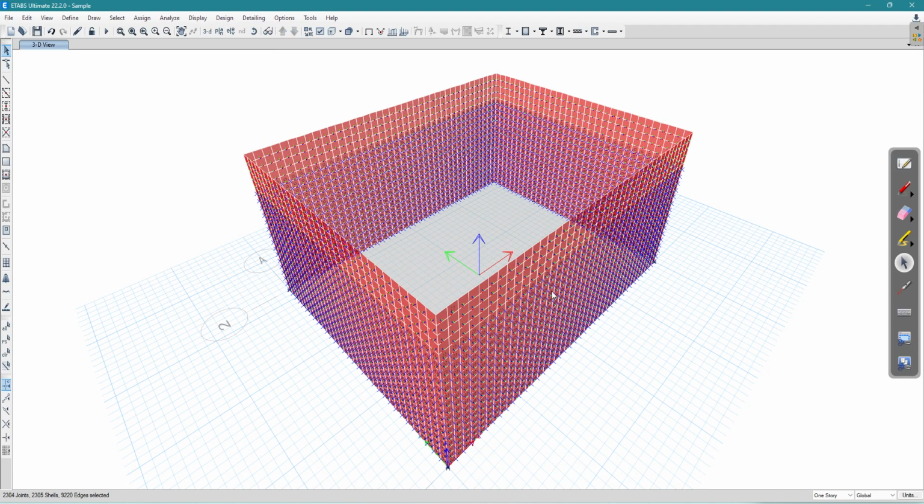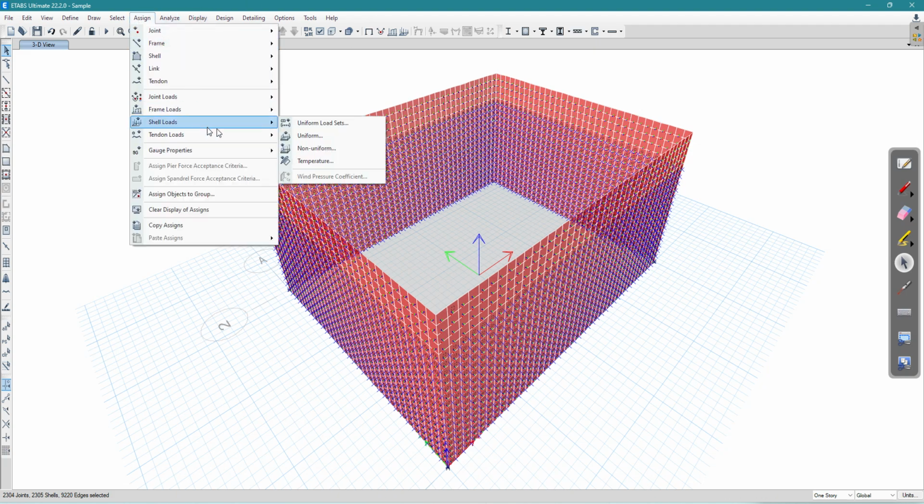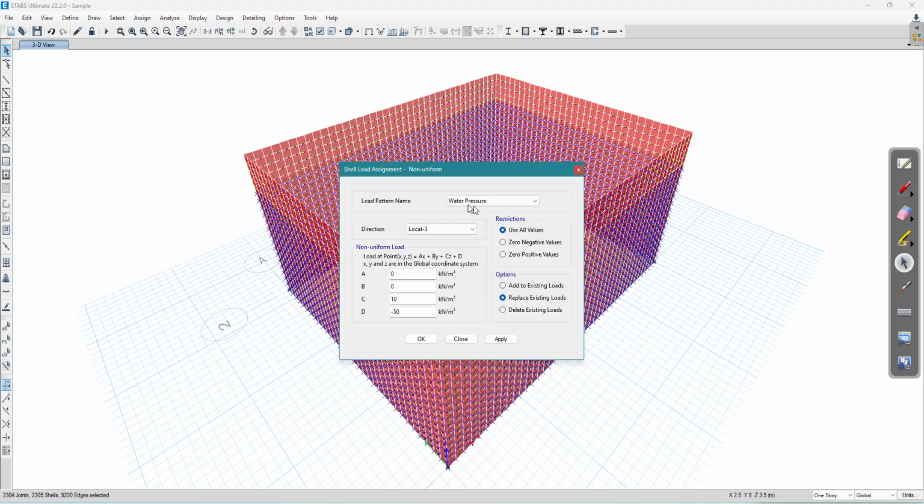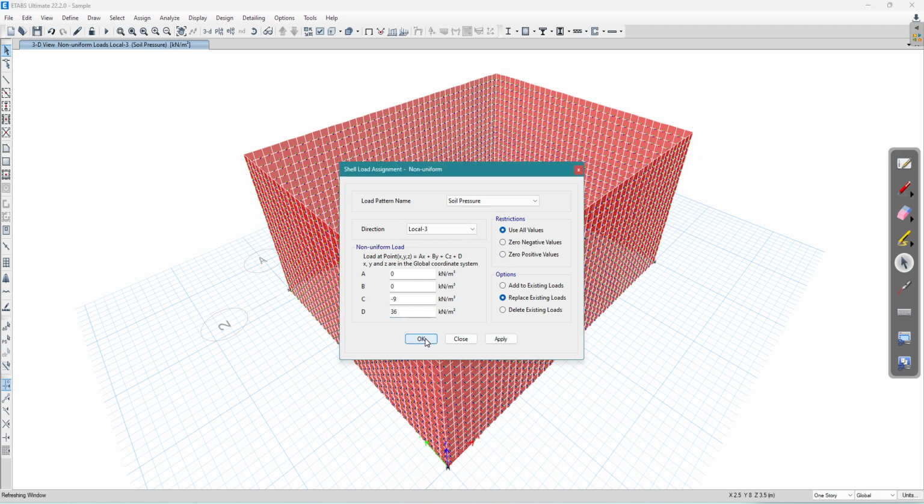See here, you have selected shell elements which are at the level 0 to 4 meter only. So you go to assign shell loads, non-uniform. In case of soil pressure, local 3. So A0, B0, C value is -9 and your D value is 36. You click on apply. OK.